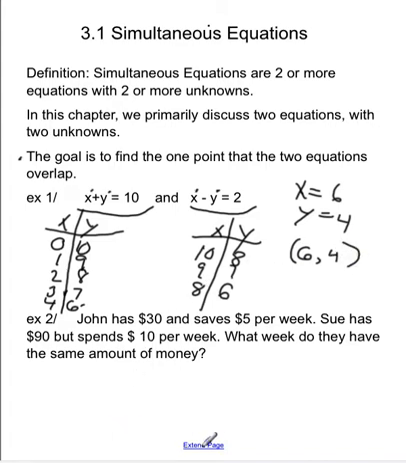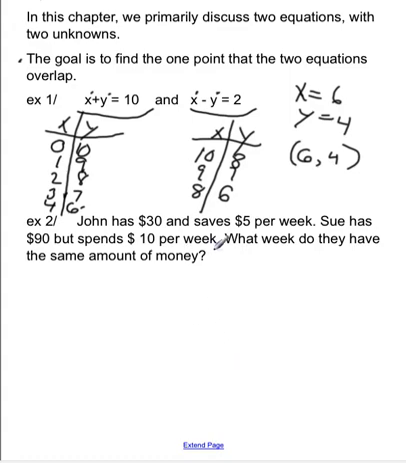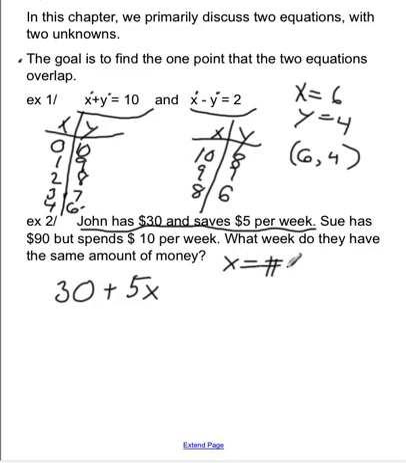Another way of looking at this would be: John has $30 and saves $5 per week, Sue has $90 but spends $10 per week. What week do they have the same amount of money? Well, first we're going to express our first situation, which is John has $30 and he saves, which means adds, $5 per week. Well, I don't know how many weeks. So if I were to define my variable, x would be the number of weeks.